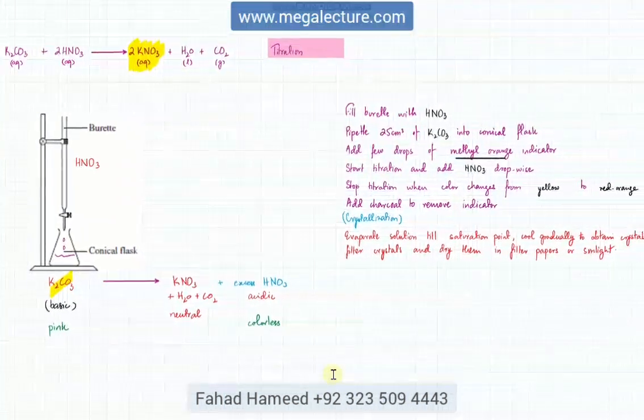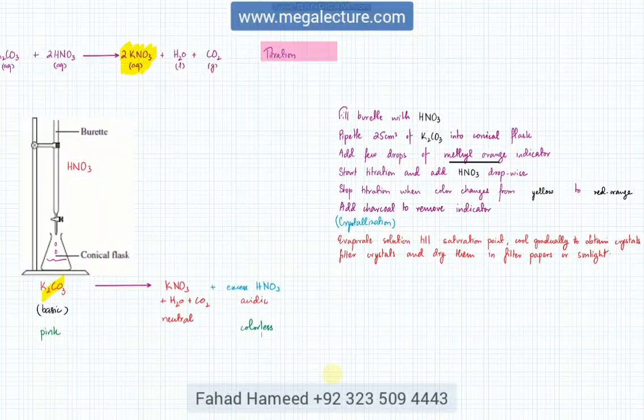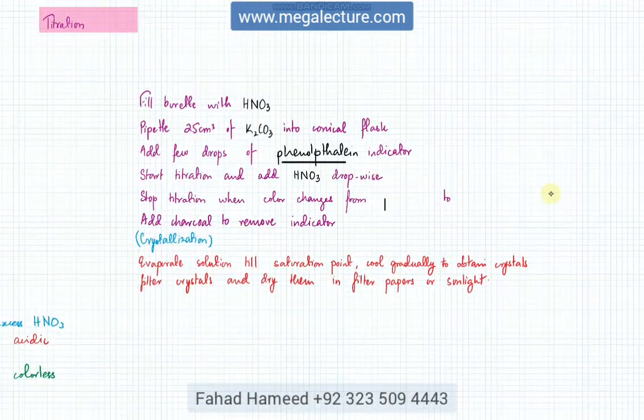Remember, it's going to be the same exact description which is going to be written every time. Fill the burette with nitric acid, we did that. Prepare 25 cm cube of K2CO3 into conical flask, we did that. Add a few drops of methyl orange indicator over here, which I can change. I've changed that to phenolphthalein, so my color change would also change. It's going to go from pink, and one extra drop of nitric acid is going to go colorless. That's when you're going to stop. So I need to change the color change that's happening, which in our case is going to be from pink to colorless.